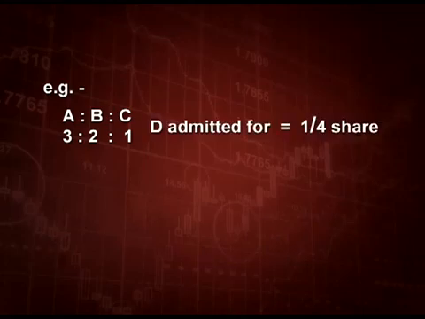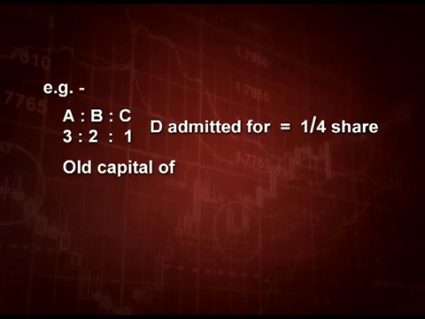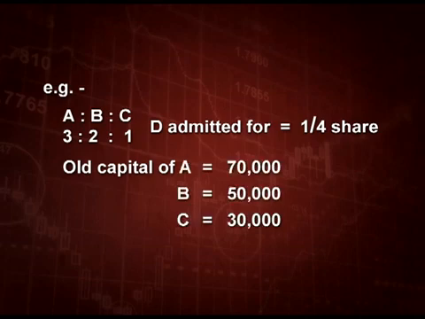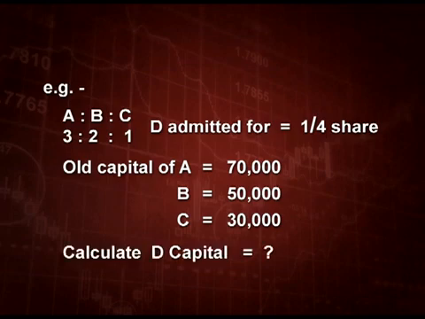Now, how to calculate? Let us understand this by way of an example. A, B, C are 3 to 1 partners. D is admitted for 1/4 share and old capital of A, B, C is 70,000, 50,000 and 30,000 after all the adjustments which we have to make. We are required to calculate what D should bring as his capital.